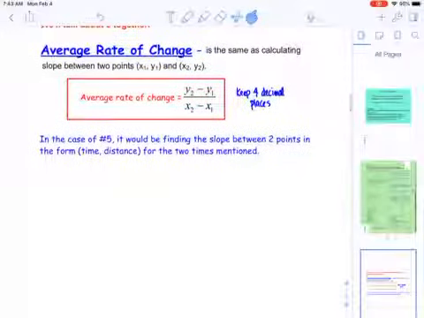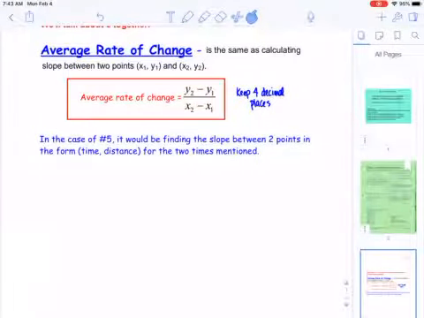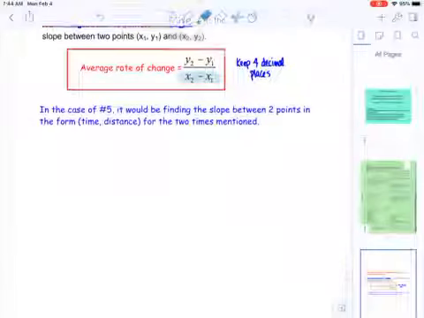All right, so this is just a recap. The average rate of change is the same as calculating the slope between 2 points. I want you to keep those 4 decimal places because a lot of times when you're dividing by this quantity, especially when we get really, really small numbers, dividing by something really, really small cuts off a lot of information. And I think we talked about the rest of that.